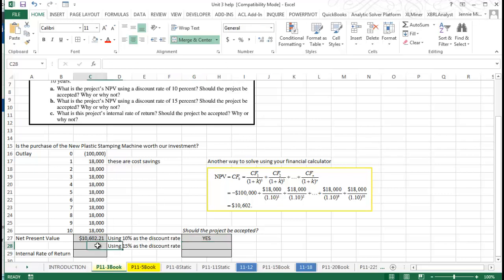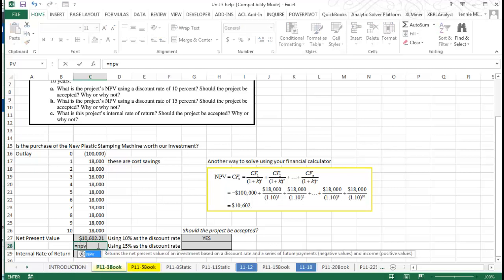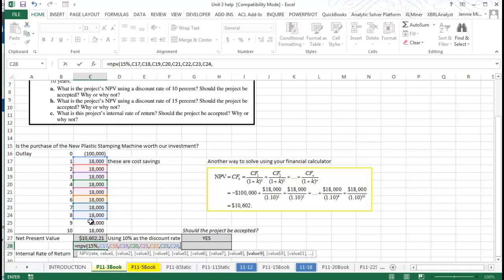Now the next one is saying, okay, what happens if we do 15%? Again, it's the same thing, net present value. We put in the rate of 15%, and then we put in each of our payments here. You can't just highlight it, it doesn't work. For those of you who think, I'll just highlight that, nope, don't do it, won't work. Then we close our parenthesis. Again, I'm adding it because I've got that as a negative number.